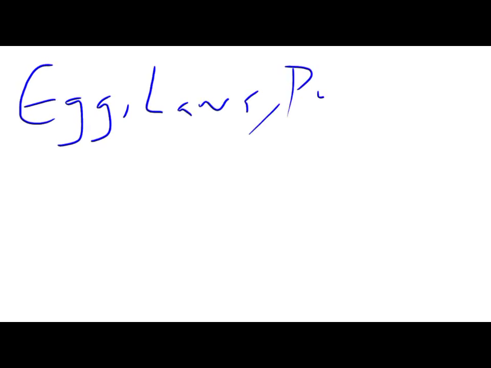Okay, so in complete metamorphosis, you have the egg form, and then you have the larva, and then you have the pupa, and lastly you have the adult.